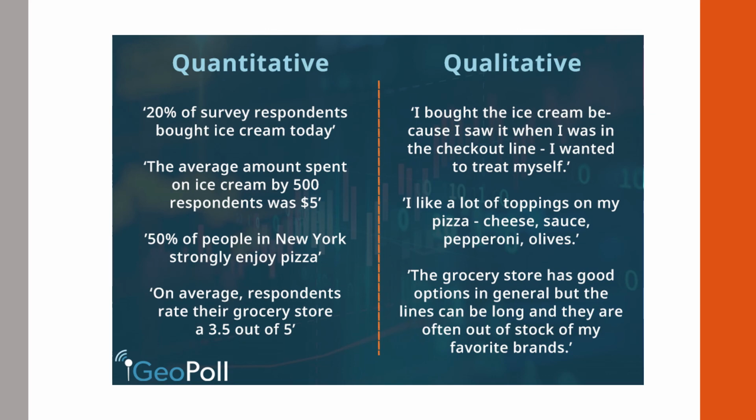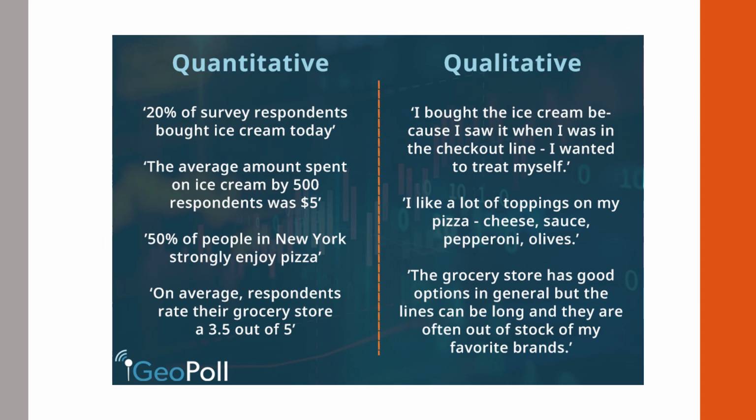Now let's go to pizza. In quantitative data, it looks like this: 50% of the people in New York strongly enjoy pizza. Meanwhile, in qualitative: I like a lot of toppings on my pizza, cheese, sauce, pepperoni, and olives.